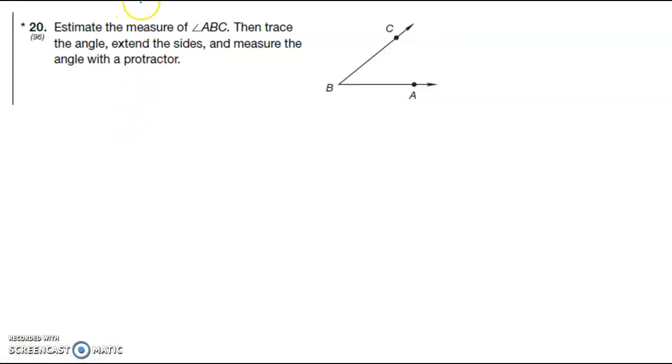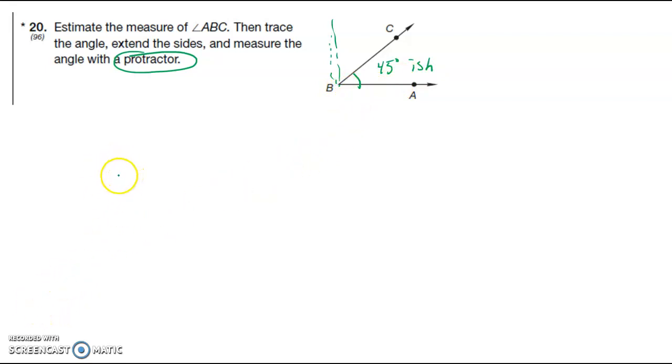Okay. Estimate the measure of angle ABC and then trace the angle and extend the sides and measure the angle with a protractor. Hard to do on the computer. This is an acute angle. If this is 90, I would say it's going to be 45 degrees-ish. But we're not going to be able to measure it with a protractor today.